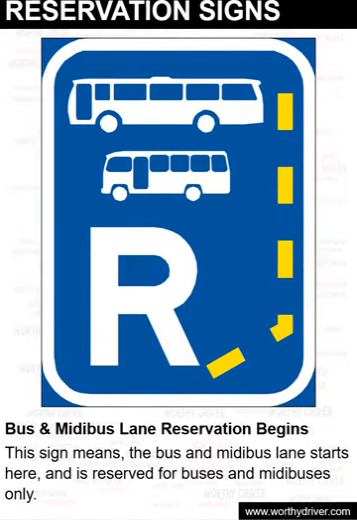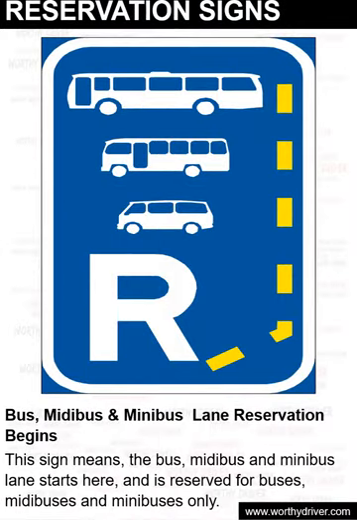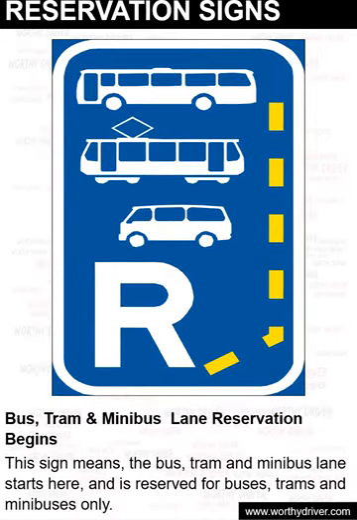Bus and minibus lane reservation begins. This sign means, the bus and minibus lane starts here, and is reserved for buses and minibuses only. Bus, minibus and minibus lane reservation begins. This sign means, the bus, minibus and minibus lane starts here, and is reserved for buses, minibuses and minibuses only. Bus, tram and minibus lane reservation begins. This sign means, the bus, tram and minibus lane starts here, and is reserved for buses, trams and minibuses only.